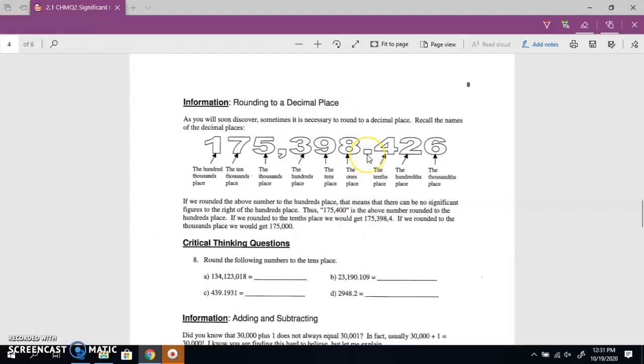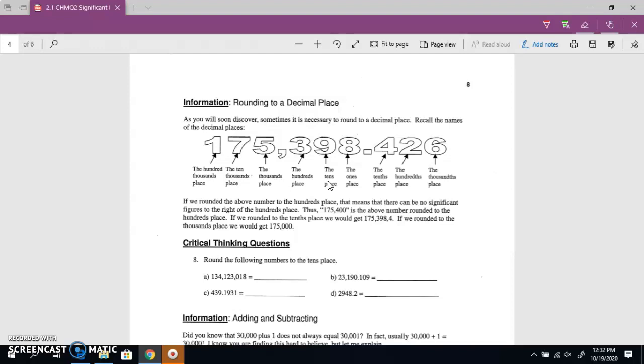In particular, to the right of the decimal place, of course, we have the tenths place, ones place to the left, and then the tens place, 2 places to the left. Sometimes students get the tenths place and the tens place confused. When we round to a certain decimal place, we're going to use a similar strategy that we used on the previous page when we were rounding to a certain number of significant figures.